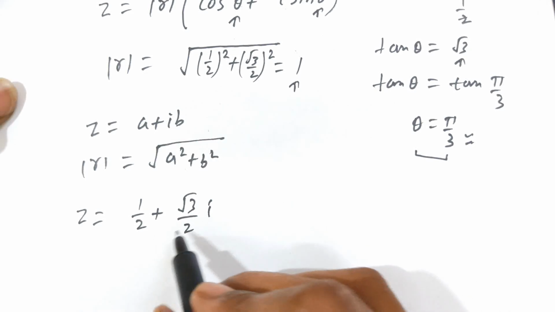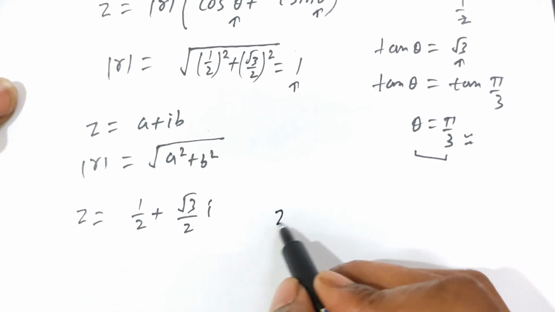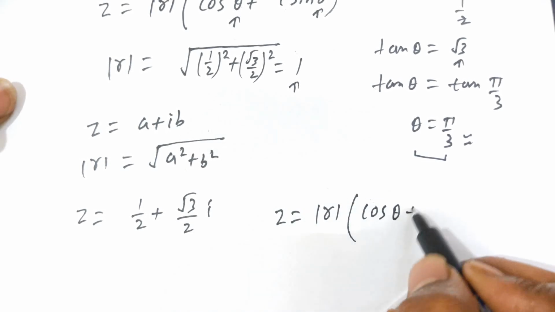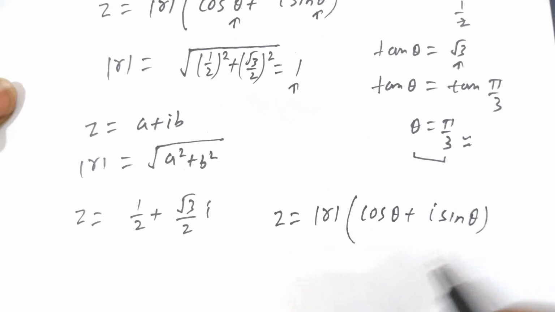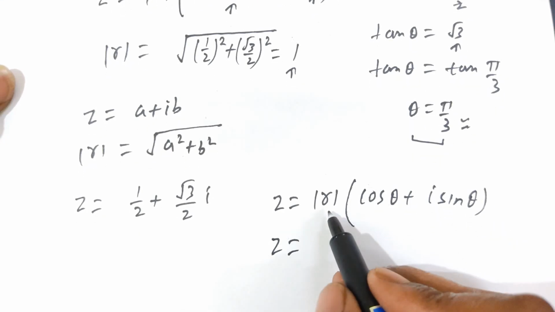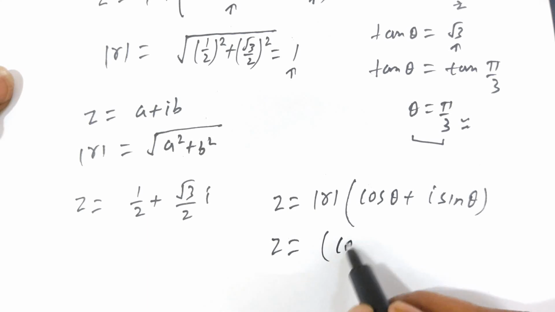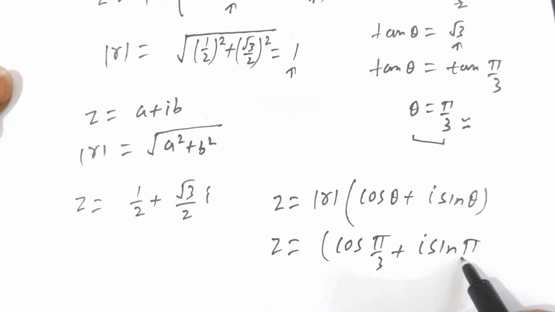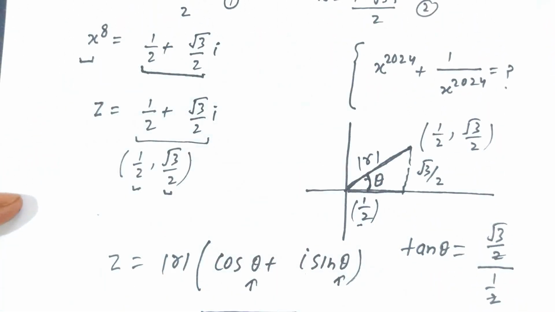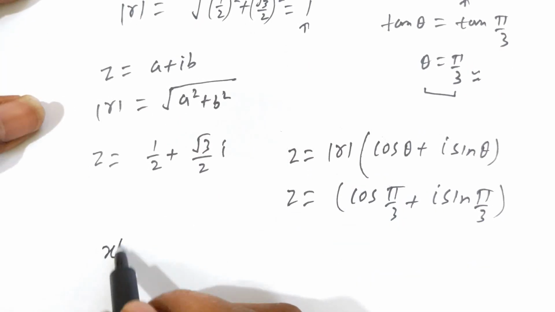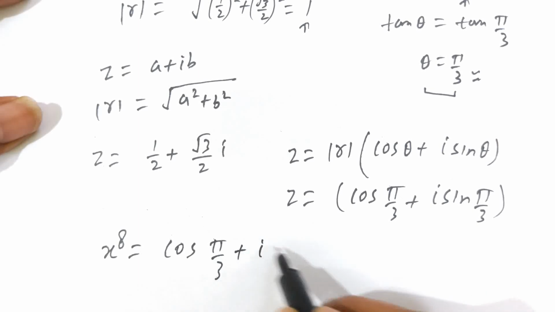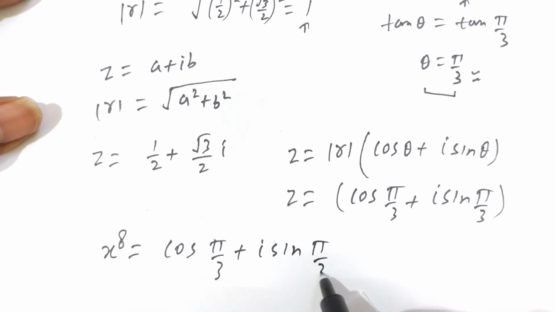This complex number, if you convert it into polar form, then z is equal to modulus r times cos theta plus iota sine theta. Then z is equal to the modulus of r, that is 1. Then here cos theta is pi by 3 plus iota sine pi by 3. So we have x power 8 is equal to cos pi by 3 plus iota sine pi by 3.